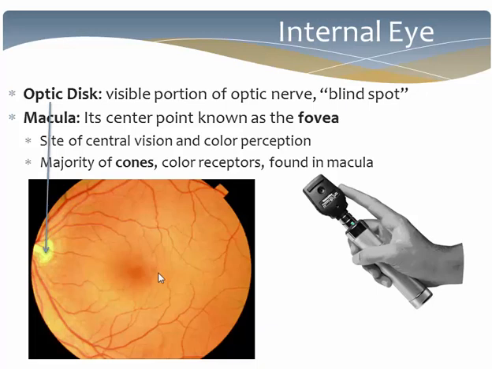Also, you're going to see this nice dark area known as the macula. And this center point right there where it's super dark, this is known as the fovea. Fovea is the site of the central vision and is also responsible for color perception. In the macula, this really darkish area, you have a lot of cones, which are your color receptors. So any light that hits this area, you have really good focus, you get a high resolution image, so you can see things really well in this area.